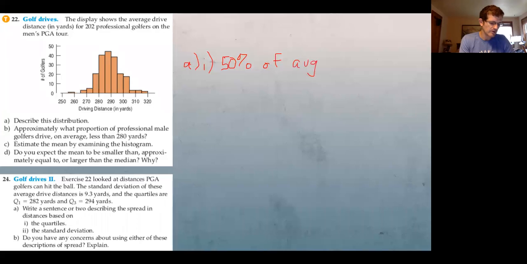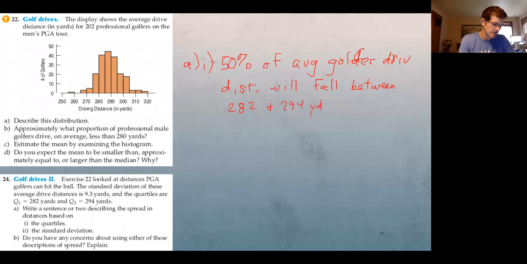average golfer drive distance will fall between 282 and 294 yards. That's all you need to say. It's showing that you have some conceptual understanding of what the interquartile range is.